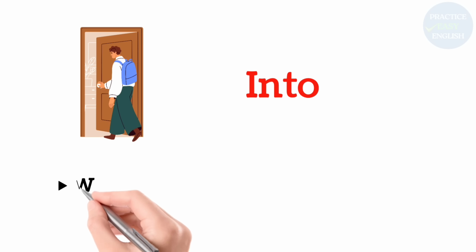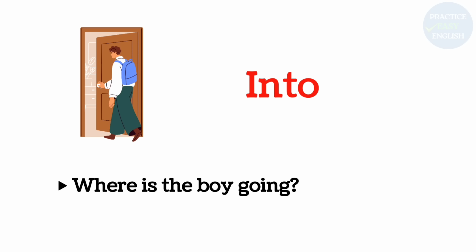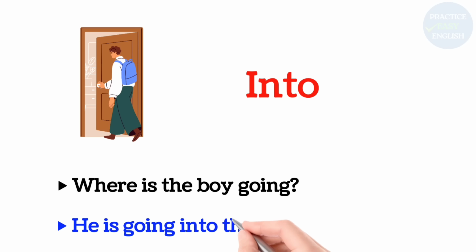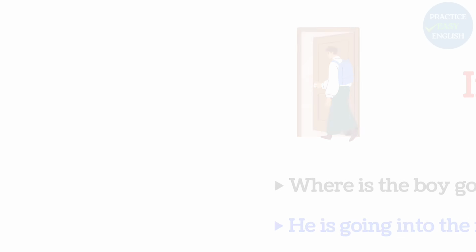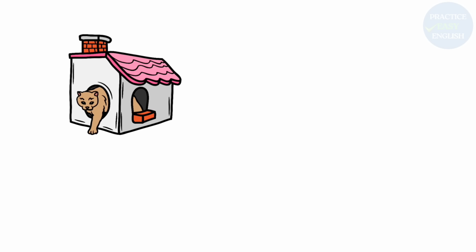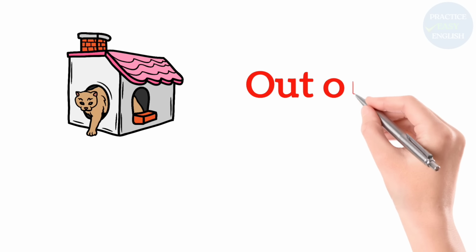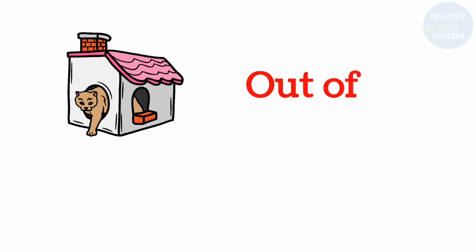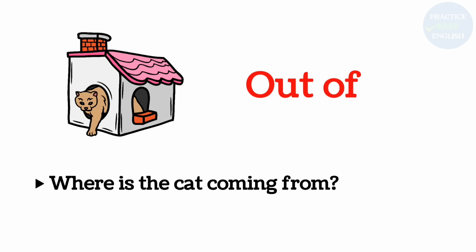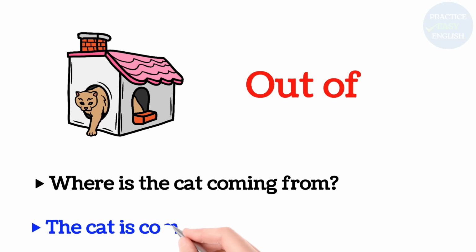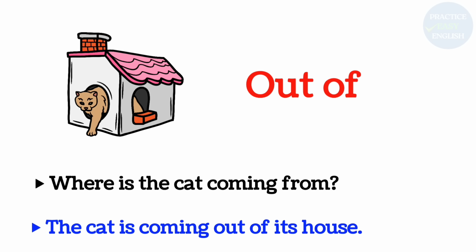Into. Where is the boy going? He is going into the room. Out of. Where is the cat coming from? The cat is coming out of its house.